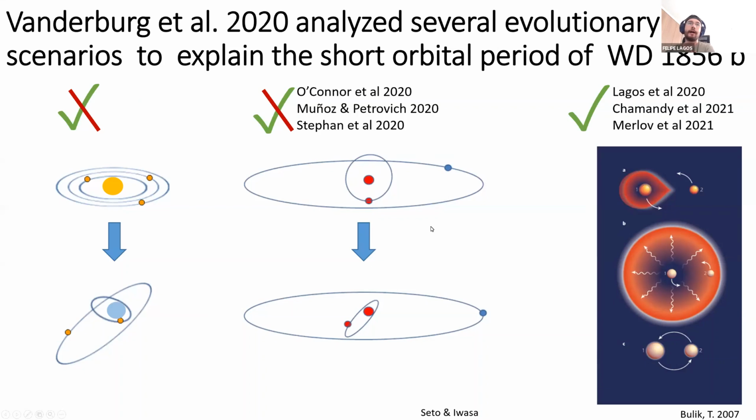However, more detailed analyses made by O'Connor et al. 2020, Muñoz and Petrovich 2020, and also Stephan et al. 2020, showed that the Kozai-Lidov scenario can indeed explain the close orbit of the planet. In the case of Muñoz and Petrovich, they predicted a mass between 0.7 and 3 Jupiter masses for the planet candidate under this Kozai-Lidov scenario. In the same line, me and my collaborators showed that the tight orbit of the planet can also be explained with a more detailed reconstruction of the common envelope phase.